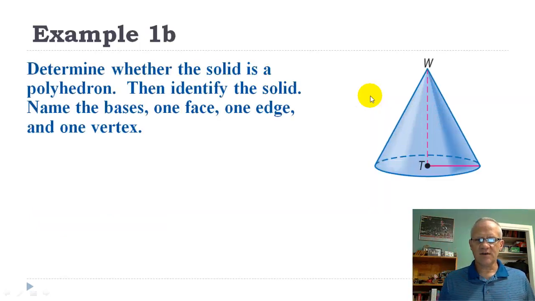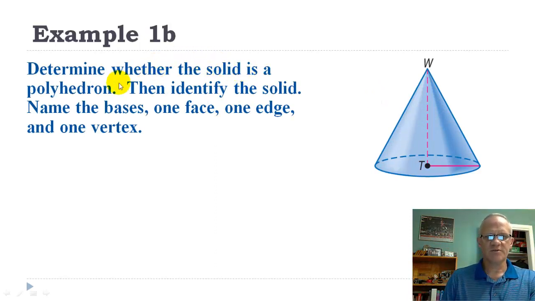Okay, same thing here, but this time we've got a different solid. And so it says, determine is it a polyhedron. Well, remember, a polyhedron has to have only flat sides, and if you look at this, this is a circle. And so this is a curved surface, and so this, no, is not a polyhedron. Identify it, though. If you look at it, you go, okay, circular base, and it goes up to a point. Well, that's what we call a cone.